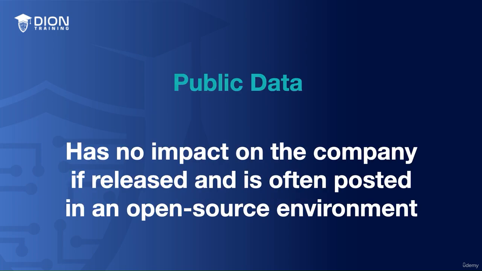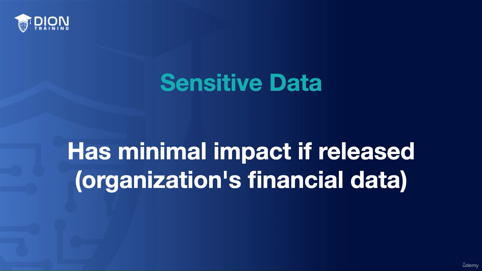Public data would have no impact on your company if it's released, and usually this is information that is posted on an open source environment such as your website or other platforms. For example, this course is public data that is part of our organizational data. We've released it to the public, and anyone who pays for it can get access to the material. Then we have sensitive data. Sensitive data might have a minimal impact if released, such as your organization's financial data, or in my case, maybe the next course that I'm working on. I wouldn't want to get it out there before I release the course because I don't want my competitors to see it and copy my material.